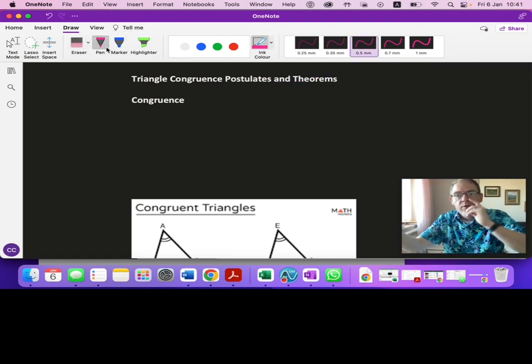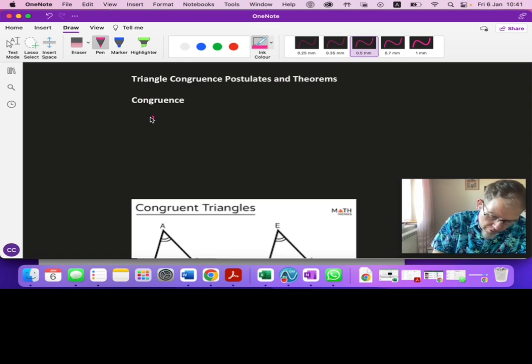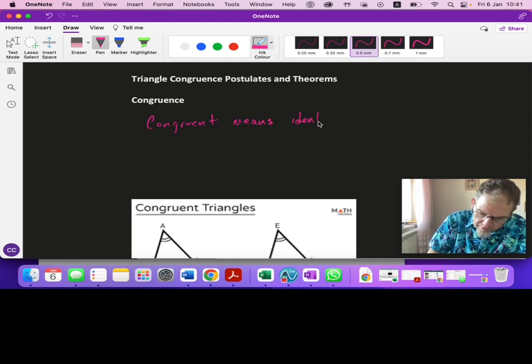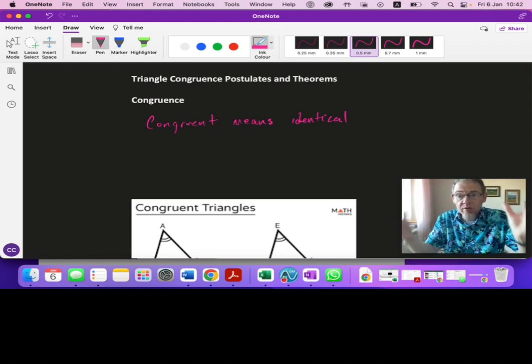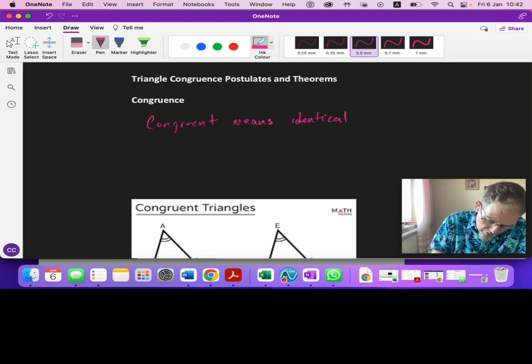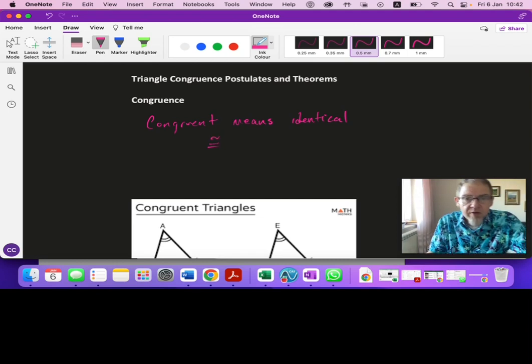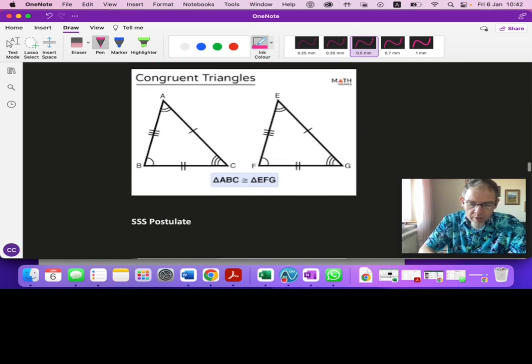What it means if two shapes are congruent is congruent means identical. So if two shapes are absolutely identical, all the sides are the same length, all the angles between the sides are the same, then they are congruent. We use the symbol, an equal sign with the tilde on top, to represent those. So what we're going to focus on today is triangles and how we know that they are congruent.